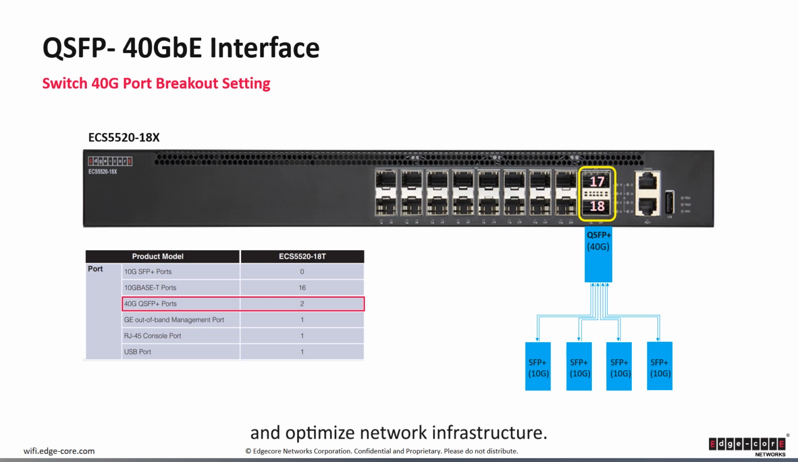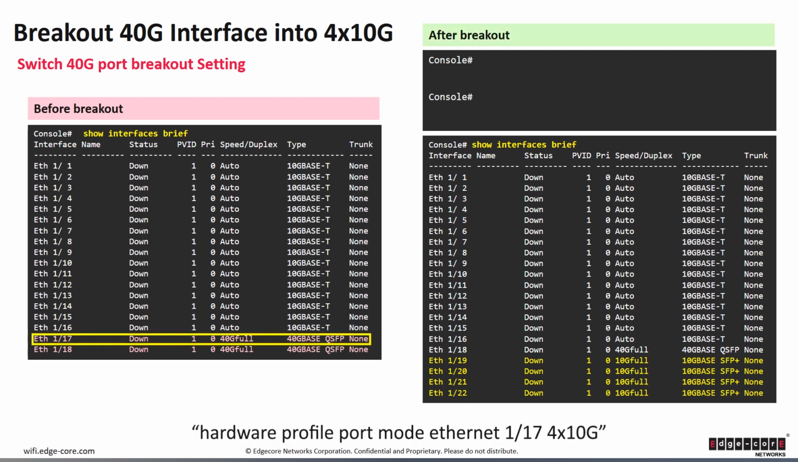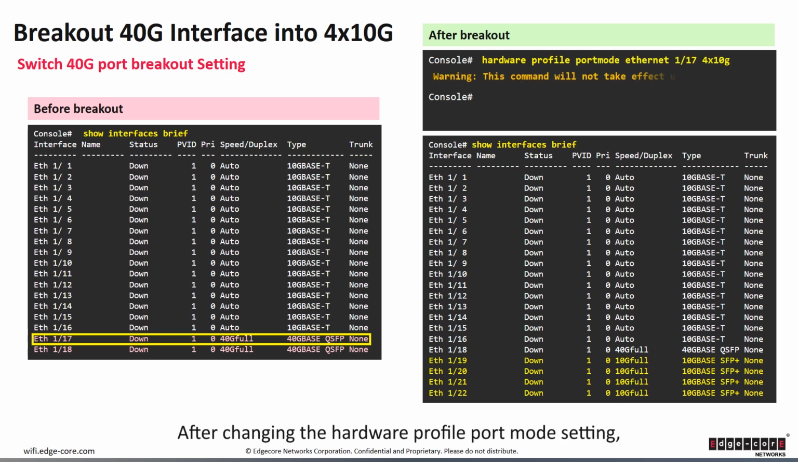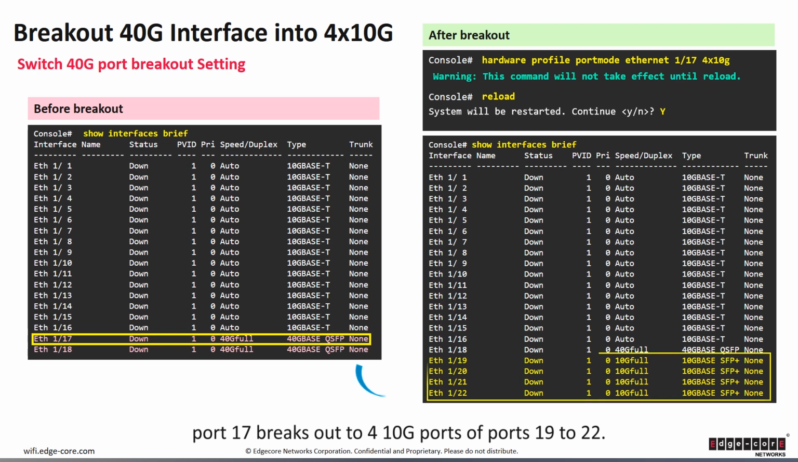In this example, we break out port 17 to 4 10G ports by using the command hardware-profile port-mode ethernet 1/17 4x10G. After changing the hardware profile port mode setting, we need to reboot the switch. After the system reboots, port 17 breaks out to 4 10G ports, ports 19 to 22.